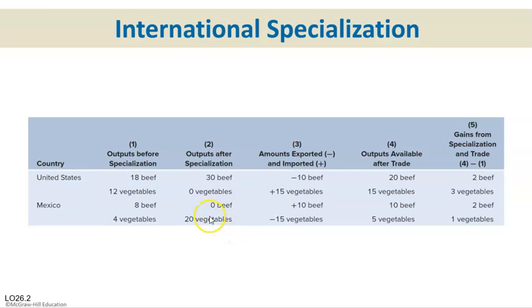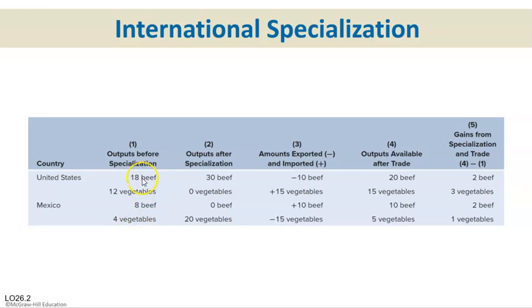And then they were making 20 vegetables. They're sending 15 of those vegetables to the US. So they're exporting 15 vegetables to the US. That leaves them with 5 vegetables. So let's compare. This is after they specialize in trade to over here where they were not trading.